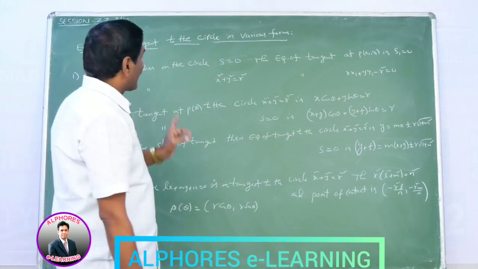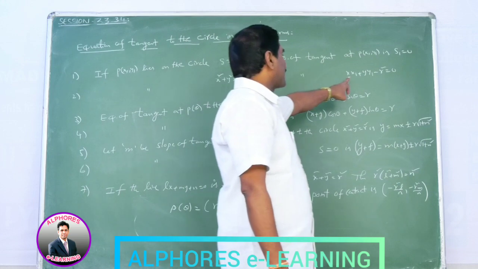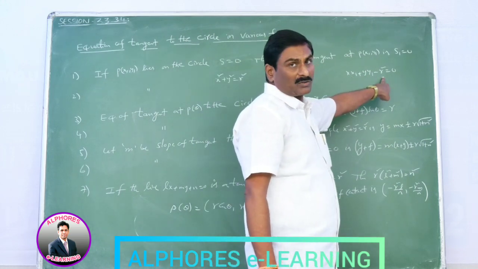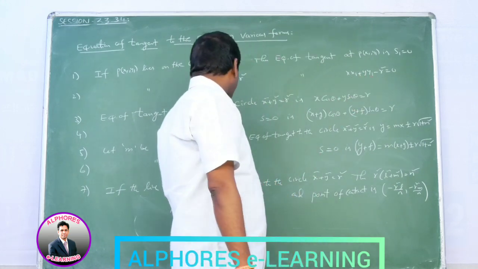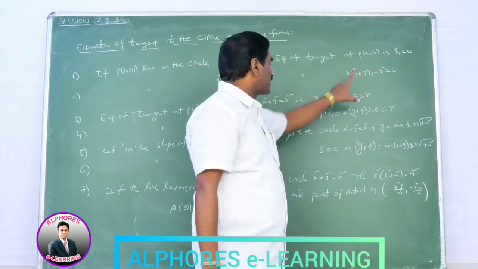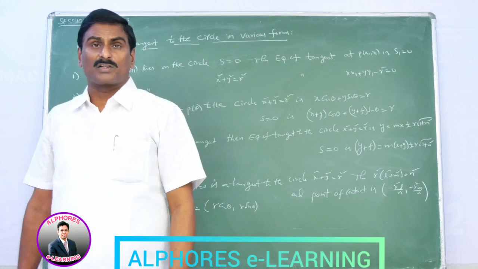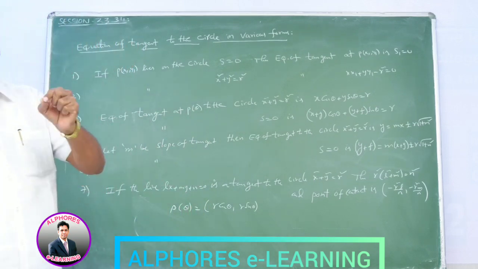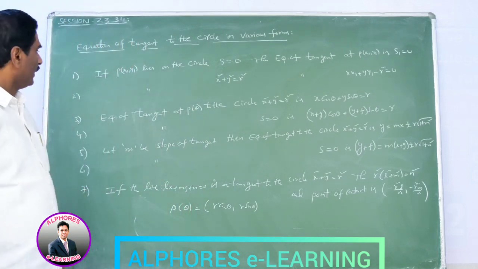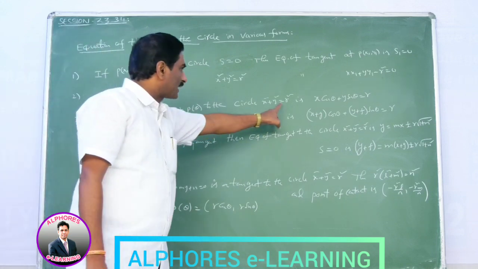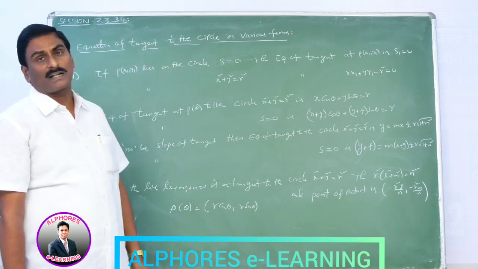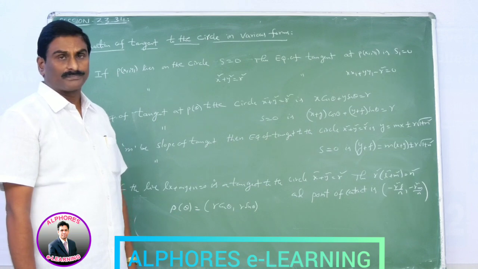If the point (x1, y1) lies on the circle, then the equation of the tangent is xx1 + yy1 - r² = 0. Put x1 = r cos θ, y1 = r sin θ in this equation. We get x cos θ + y sin θ = r. That is the equation of the tangent for the circle when the center is (0, 0). The equation of the tangent at P(θ) to the circle x² + y² = r² is x cos θ + y sin θ = r.